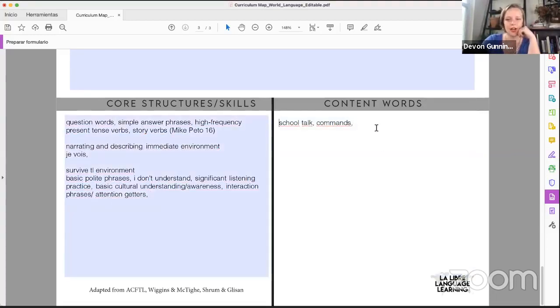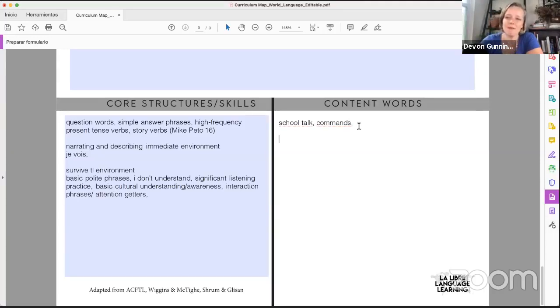Then you can get to your content words, thinking about what's going on here with your course structures and skills. This is going to lead you to your content words. And you know how to do content words. You've been doing content words forever. You've probably been, like me, stealing a lot of your curriculum skeleton from the inside of textbooks and looking at just what that content is in order to help you map out your own curriculum.